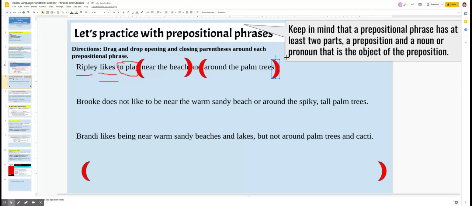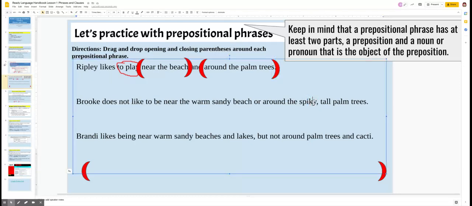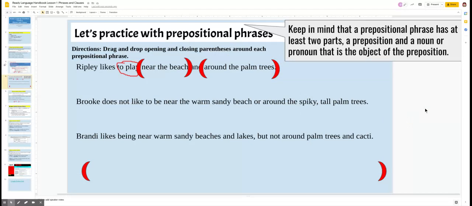And I'm going to let you drag and drop the other two on your own as part of your learning path to turn in. So you've got Brooke does not like to be near the warm sandy beach or around the spiky tall palm trees. Oh, look at that coordinate adjective that we just finished talking about. Oh, so glad that I've used that right. Then I've got Brandy likes being near warm sandy beaches and lakes, but not around palm trees and cacti. So I'm going to let you drag and drop and see if you get that one right.